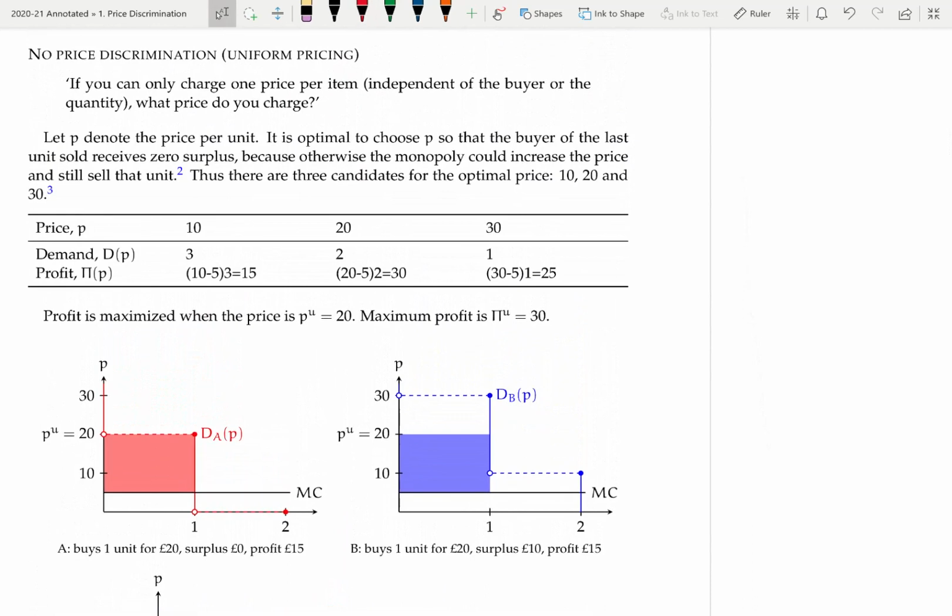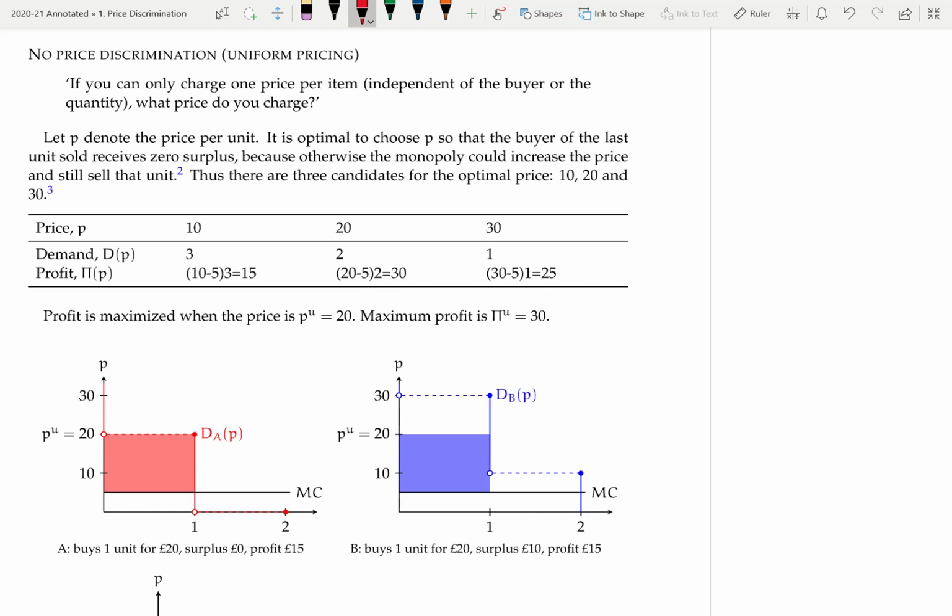So we see in the table, I have these 3 prices, 10, 20, and 30, the quantity demanded at each of these prices, and then I've calculated the profit. So for example, if the monopoly charges a price of 20, then it's going to get a profit of 30 because the price is 20, the cost per unit is 5, which means that the profit per unit is 15, and then we're selling 2 units, so the profit will be 30. And we can do this for the other prices.